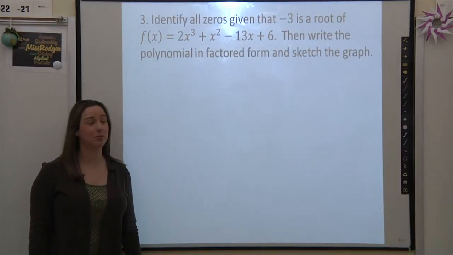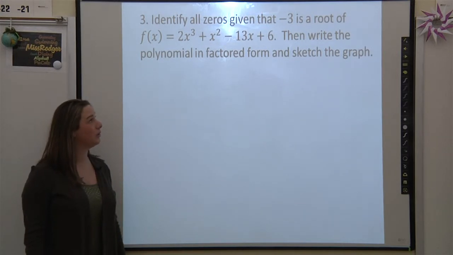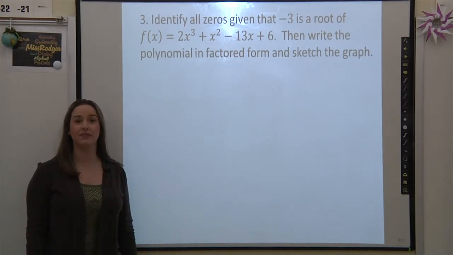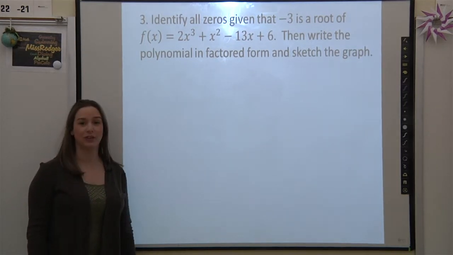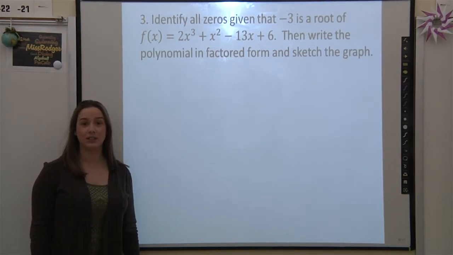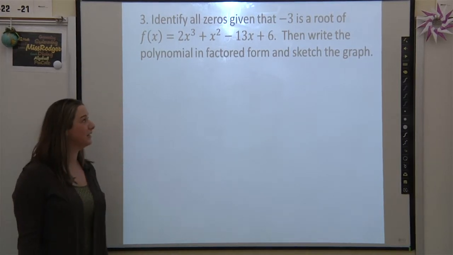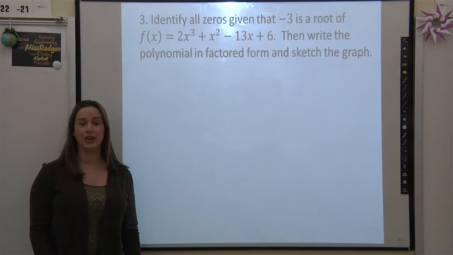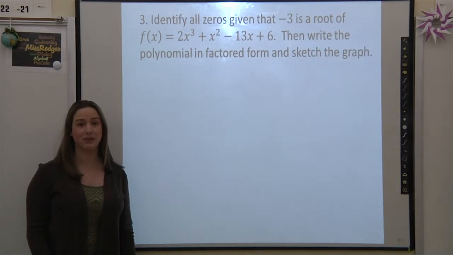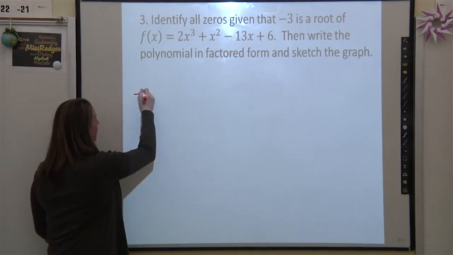Let's take a look at our next problem. Identify all zeros given that -3 is a root of the given polynomial, then write the polynomial in factored form and sketch the graph. So we're starting to put all of this together. If they're telling us that -3 is in fact a root, we can use synthetic division and confirm this by getting a remainder of 0. So let's do out the synthetic division.